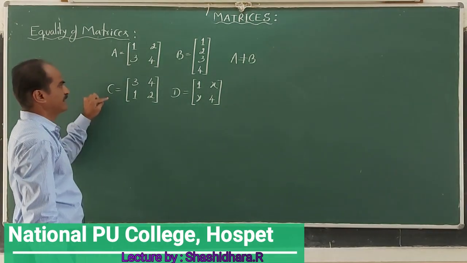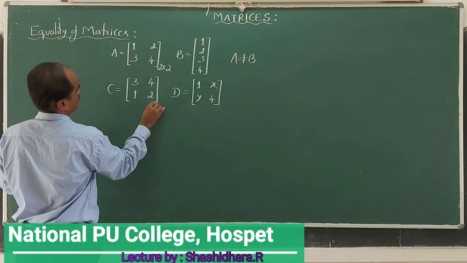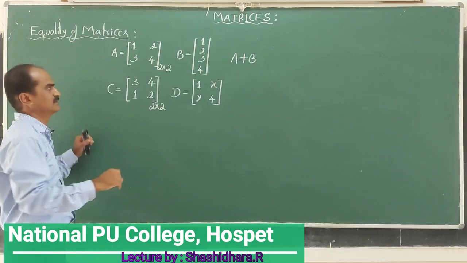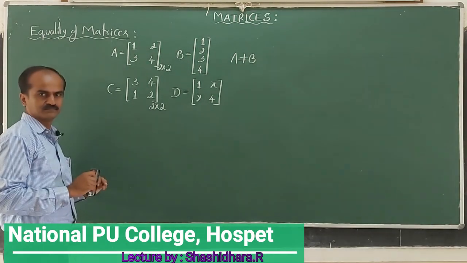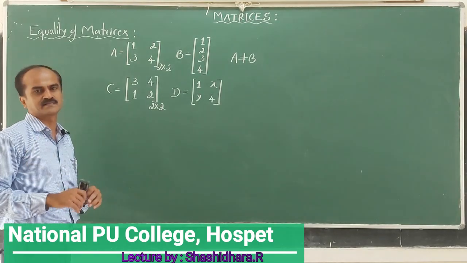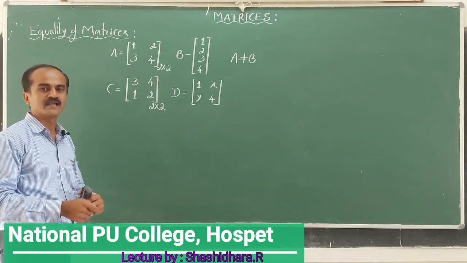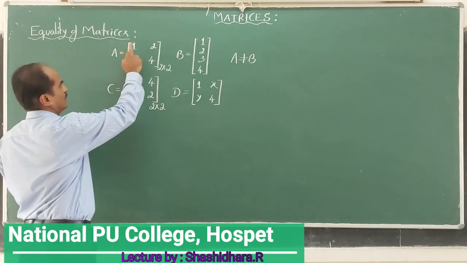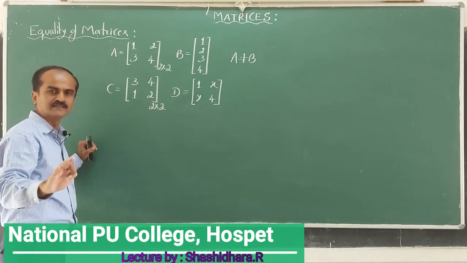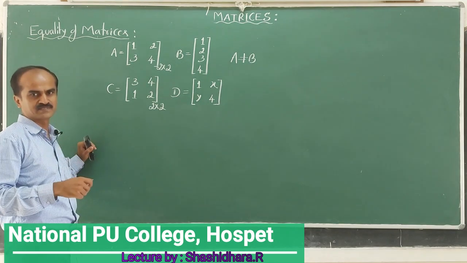Now let me take A and C. What is the order of matrix A? Square matrix of order 2. Order of matrix C, same square matrix of order 2. Orders are same. By having the same order, we cannot say straight away they are equal matrices. I cannot say straight away A equal to C. Next part is I have to observe the elements. Of course, both contain the same elements 1, 2, 3, 4. Again, in this case, we say that these two are not equal, even though they contain same elements.